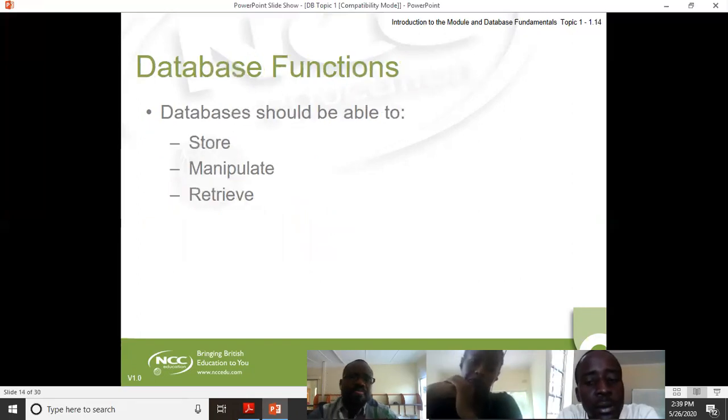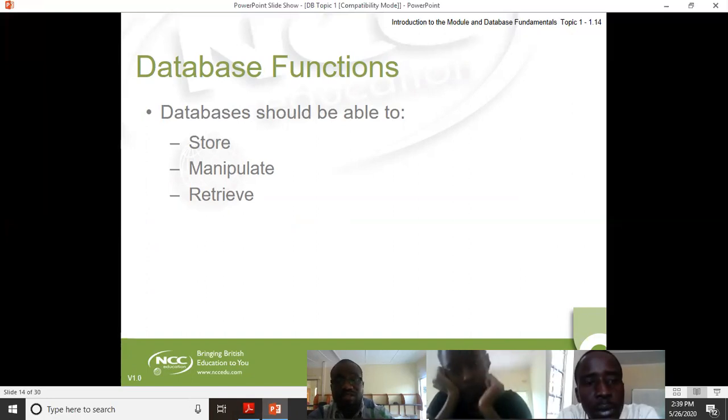So, database functions. A database should be able to store, manipulate, as well as retrieve information: store information, manipulate information, and retrieve information.